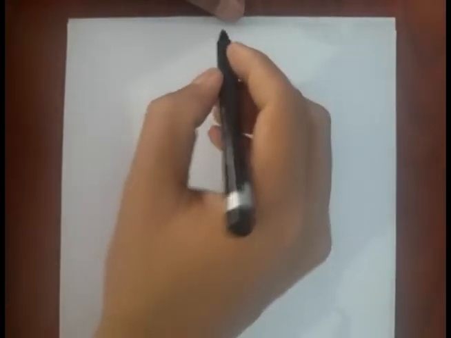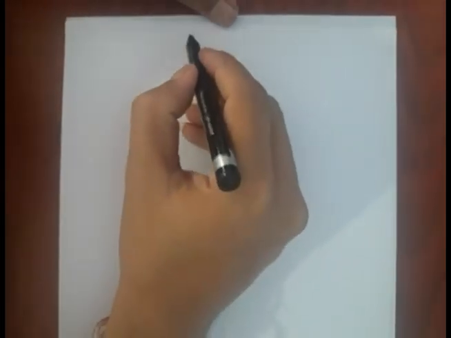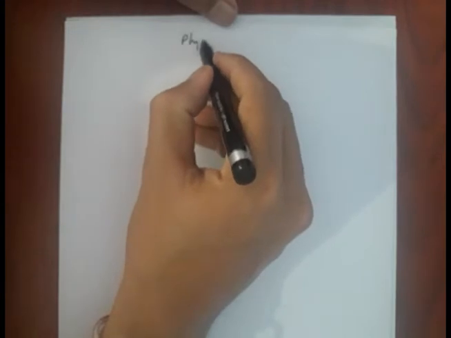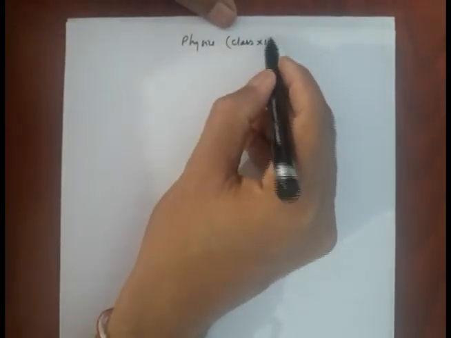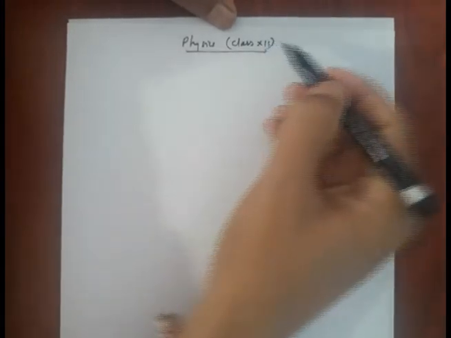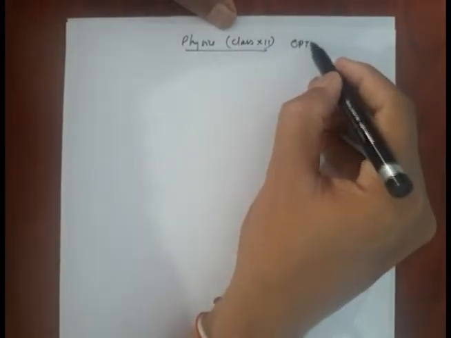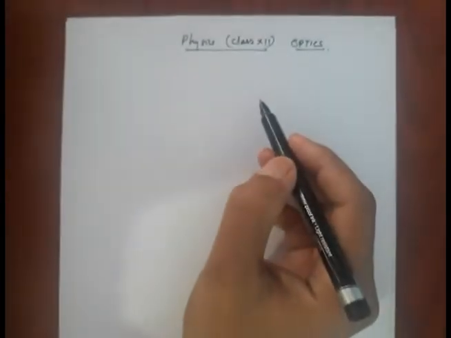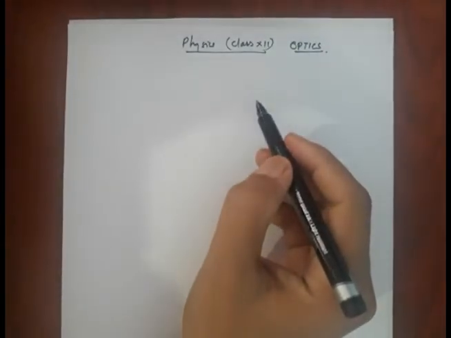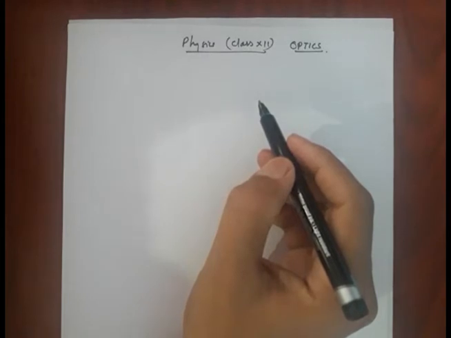And this is physics for class 12. And right now we are still in optics. Optics carries the maximum marks as compared to other units. That's why we will take some more time here.